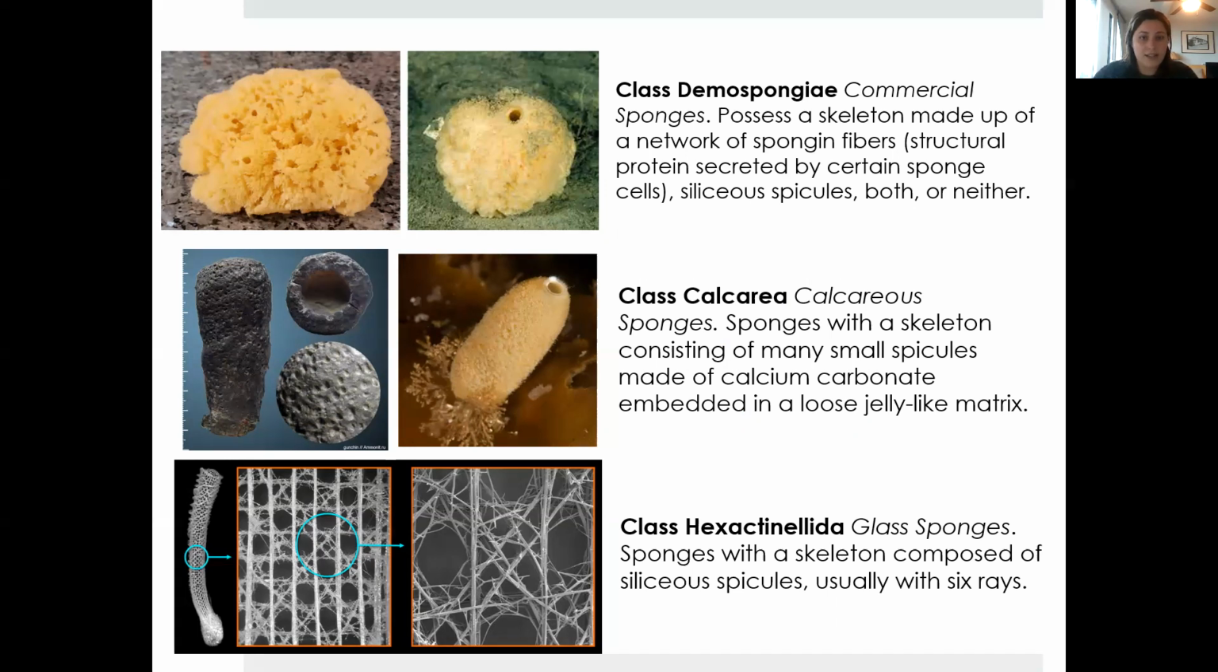So here we have class Calcarea, and it sounds like what it's made up of, calcium carbonate. And these form a hardened skeleton. So you wouldn't want to wash your body with these. It would hurt, and they're hard and calcified. And then we have class Hexactinellida. So these are going to be our glass sponges, and they're composed of these silica spicules, and they're usually created within these 6 rays. So we're seeing a really advanced structure here, and that's to support an otherwise pretty fragile makeup. So those are our 3 classes.